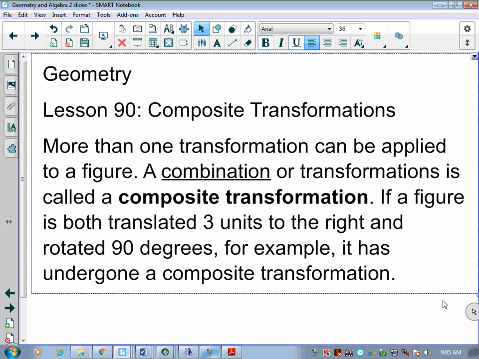So we could have two translations, right? You translate something 3 units to the right, 4 units down, and then translate it 3 units to the left and 4 units up. That would be a composite transformation. We could translate and then reflect. We could translate and then rotate. We could translate and then translate again. We could reflect and then reflect again, and again and again. It's any combination. There's really no limit to the combinations that we could use to create composite transformations.